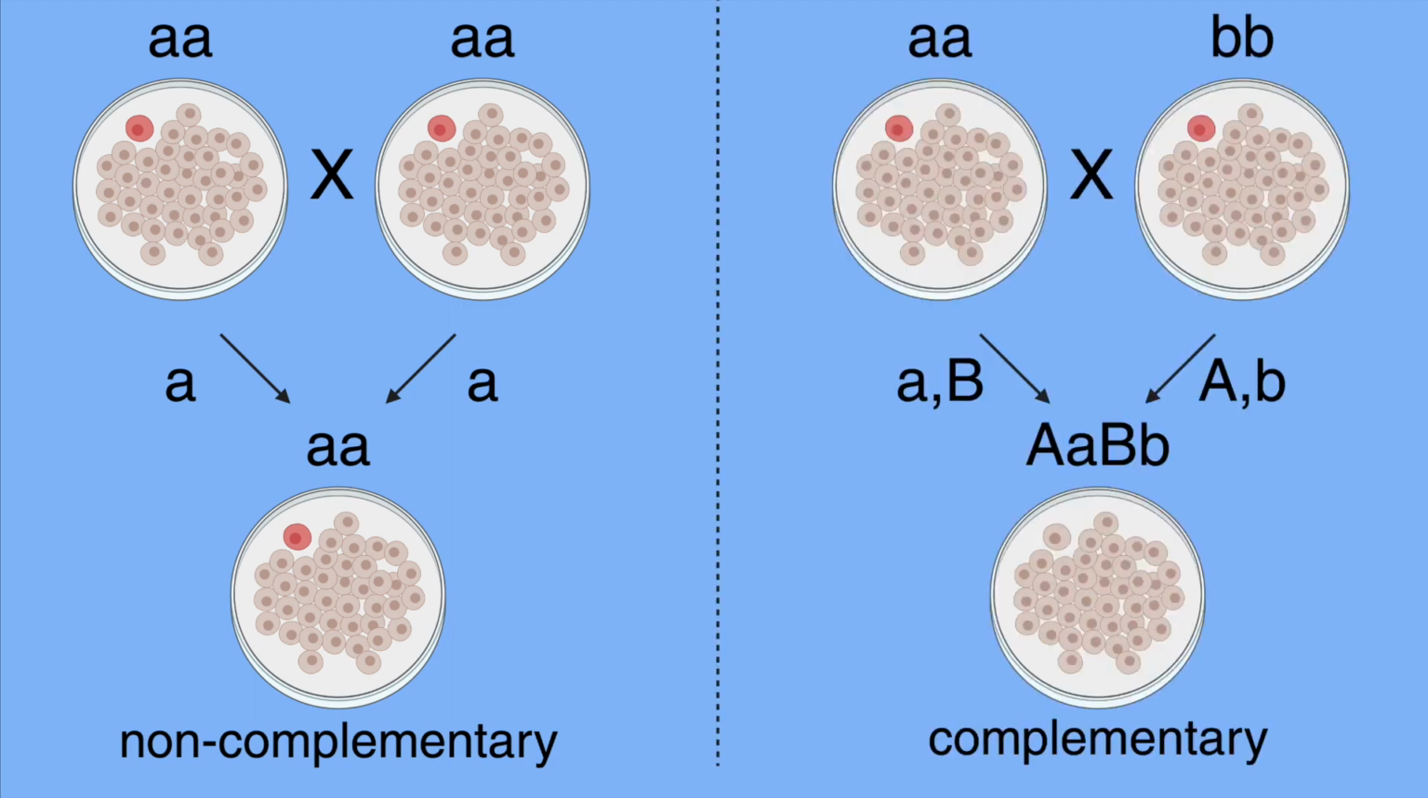However, if the two recessive alleles are of different genes, then each parent will donate one wild-type allele for the other parent's recessive allele, and the progeny will have a wild-type phenotype. These genes are thus said to be complementary.